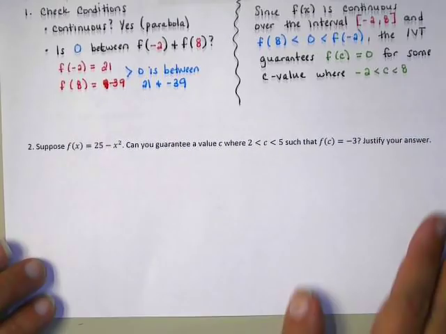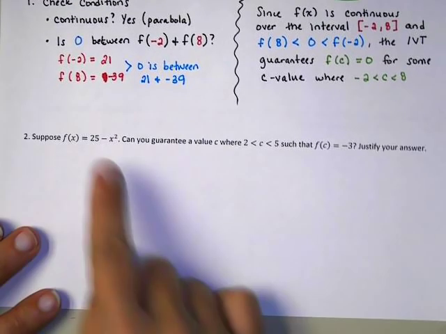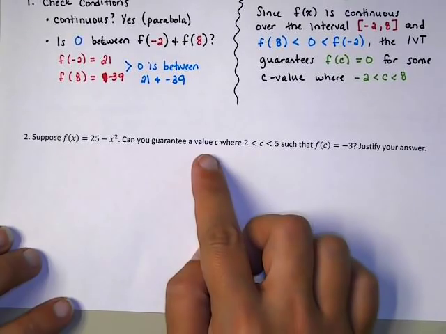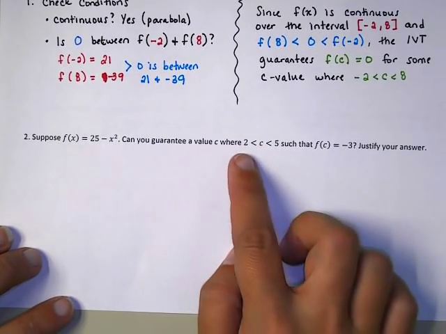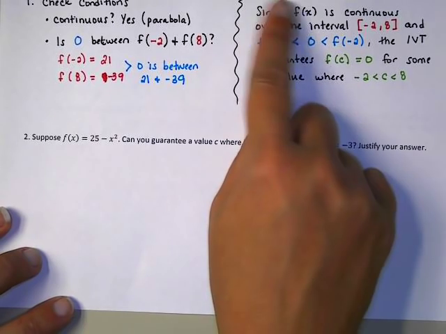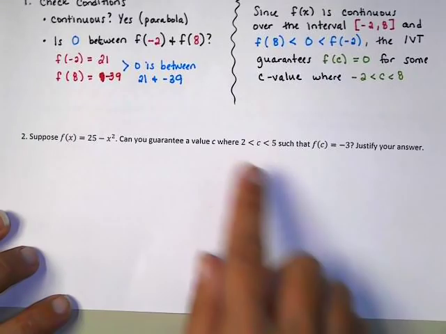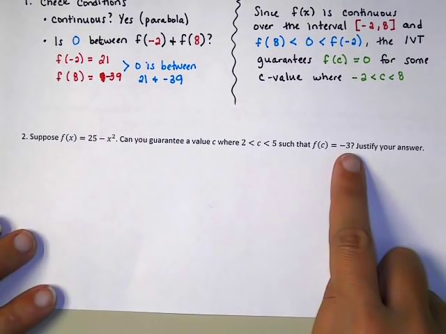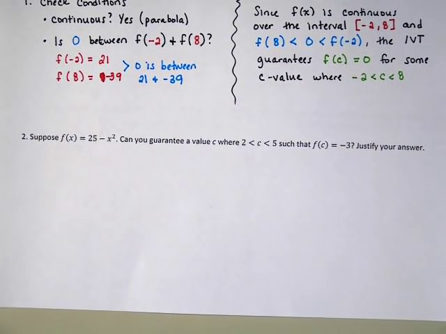All right, number 2, let's try this one. So number 2 is the same function, f of x equals 25 minus x squared. Can we guarantee a value c between 2 and 5? So I've changed the interval. Instead of between -2 and 8, it's 2 and 5, such that f of c equals -3. And I've changed the desired y value that we're trying to guarantee.